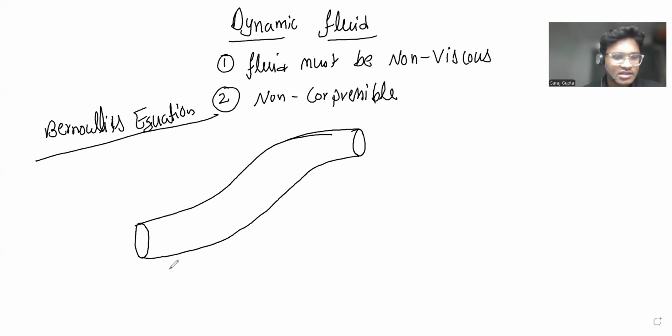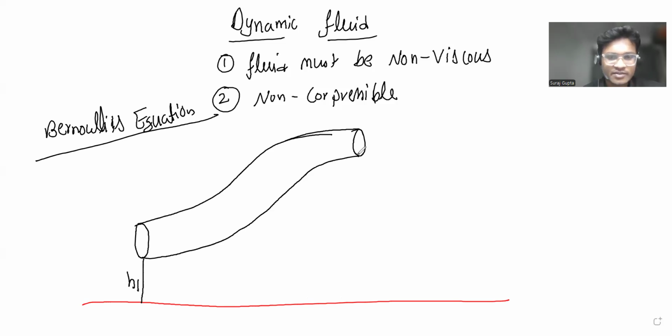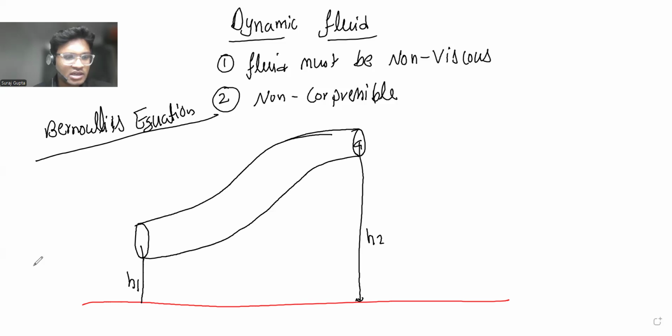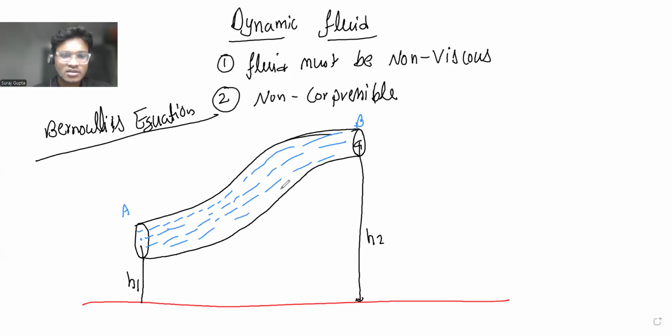Let's suppose this is the ground surface, correct? This height is given, which is h1, and this height is also given, which is h2. Now, let's suppose liquid is flowing from this point. Let's consider this point is A and this point is B. It is flowing from point A to point B, right?